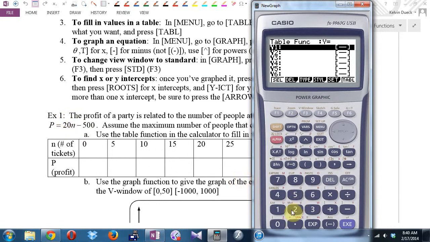So we're going to go 20. Instead of n, I have to use an x. My x button is just below the red alpha button right there. And I think that's where it is on yours as well. Take away 500. And then enter to store it. Okay. So far, so good. Does your menu say select, delete, type, style, set, and table? Okay. We need to set the table, no pun intended, which is F5.